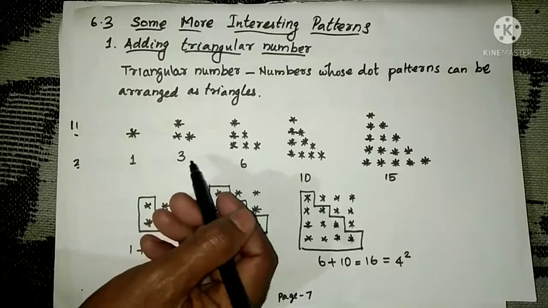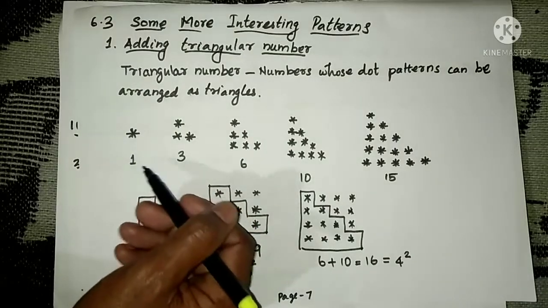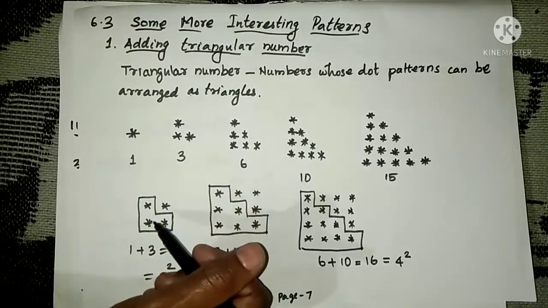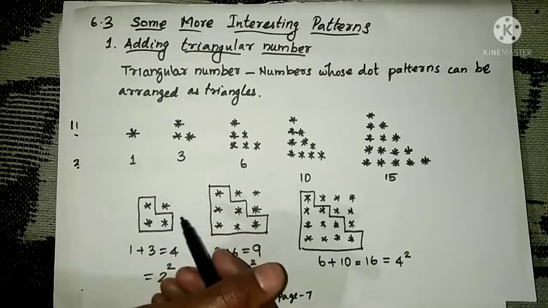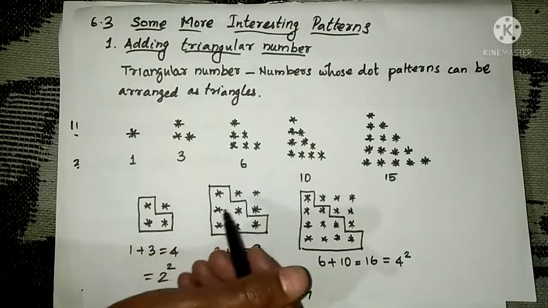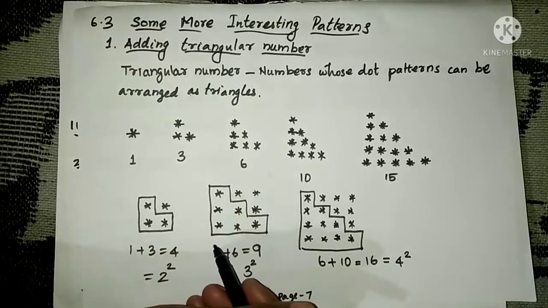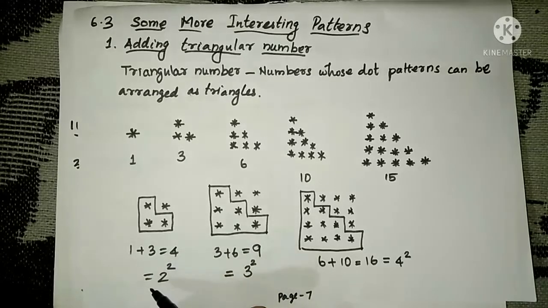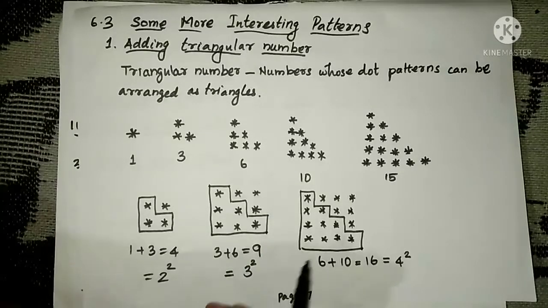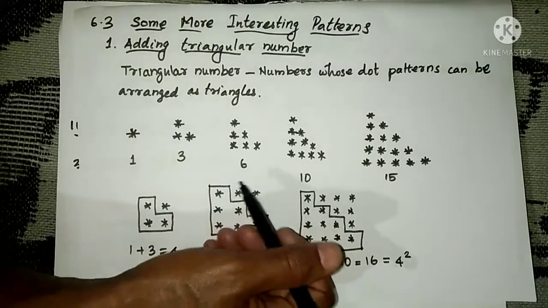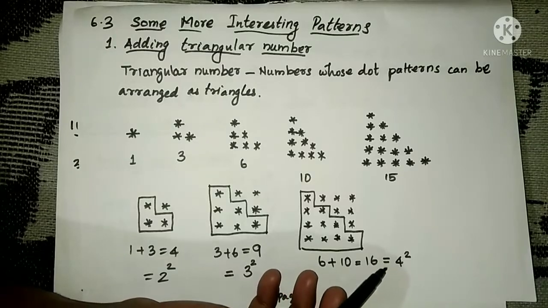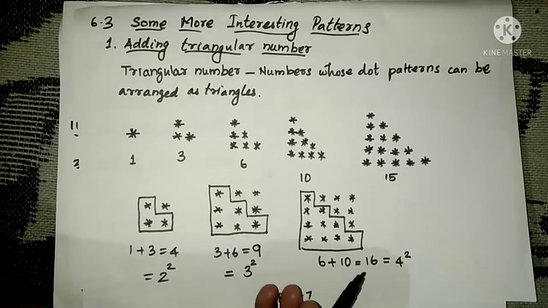When we add two consecutive triangular numbers, we get a square. When we add 6 and 3 and arrange them, we get a square. See that 1 plus 3 is equal to 4, that is equal to 2 square. 3 plus 6 is equal to 9, that is 3 square. Then we can add 6 plus 10, we get 16, that is 4 square.